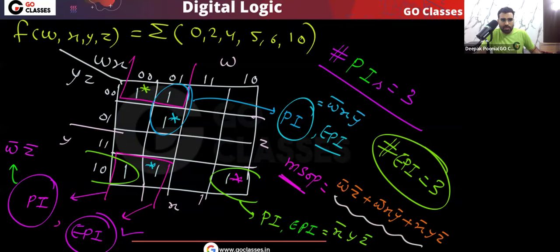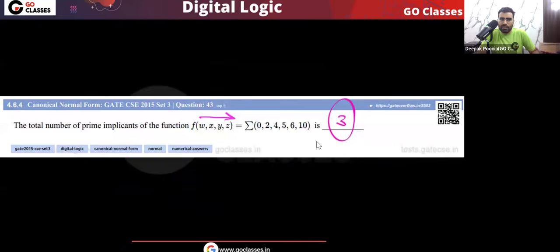So that's it. We have done the complete analysis of this question. The question was asking for the number of PI, the number of prime implicants, that is 3. Okay, very simple.